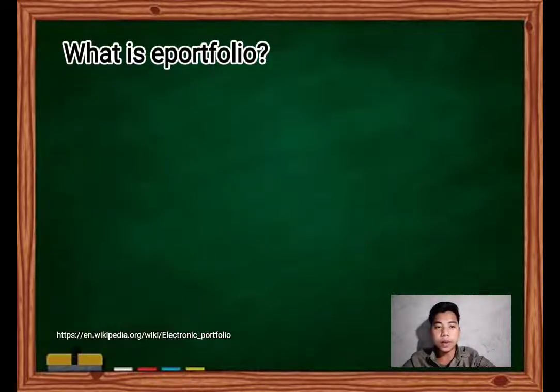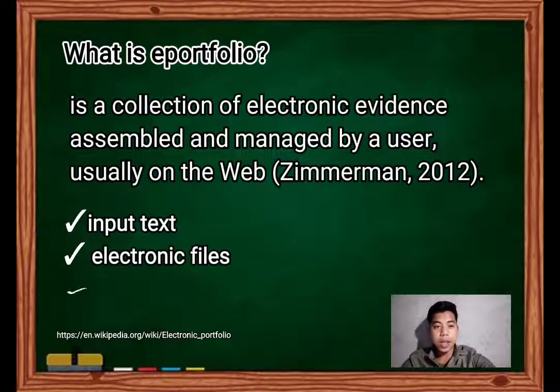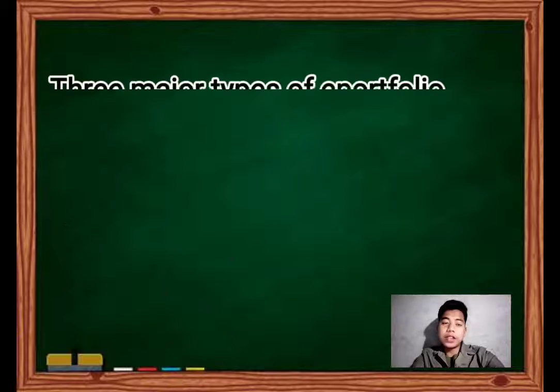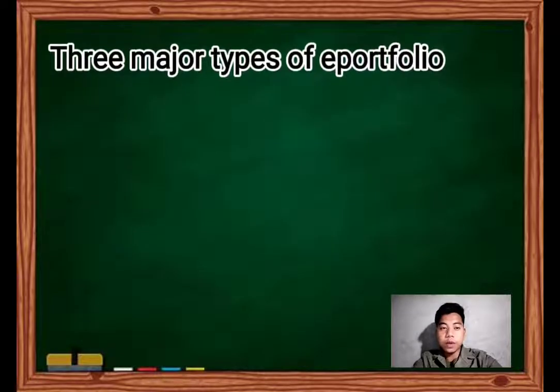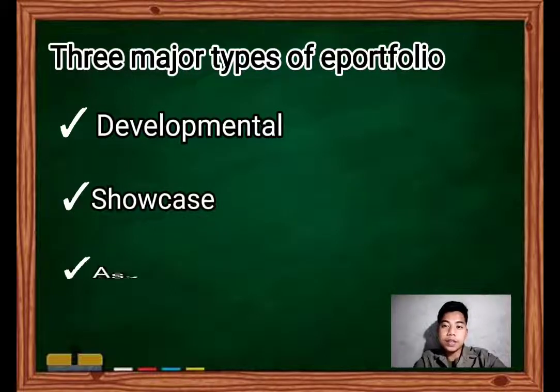An electronic portfolio is a collection of electronic evidence assembled and managed by a user, usually on the web. Such electronic evidence may include input text, electronic files, images, multimedia, blog entries, and hyperlinks. There are three major types of electronic portfolio. First is developmental, second is showcase, and third is assessment.